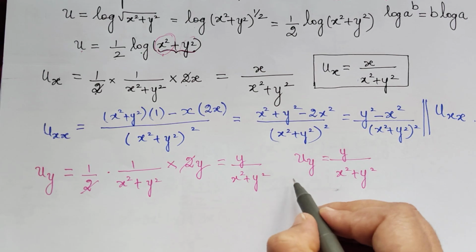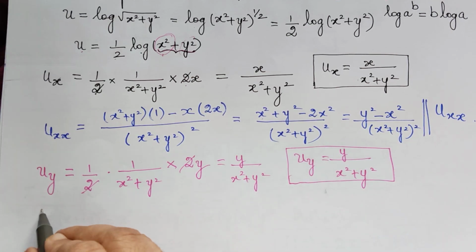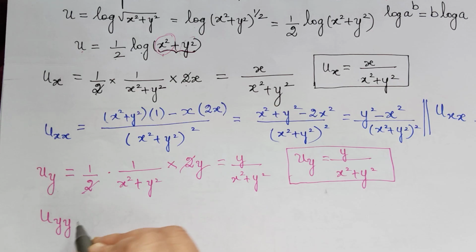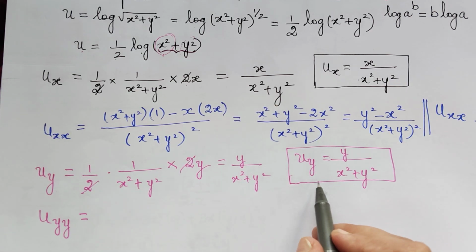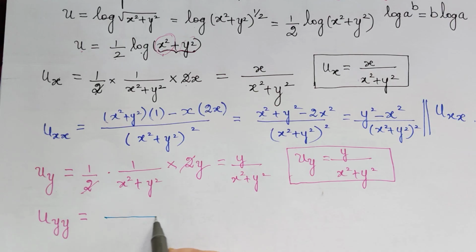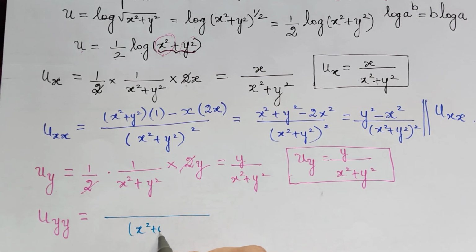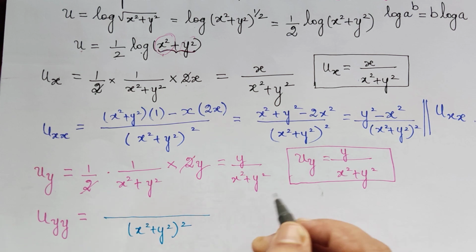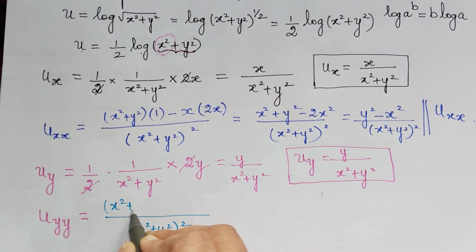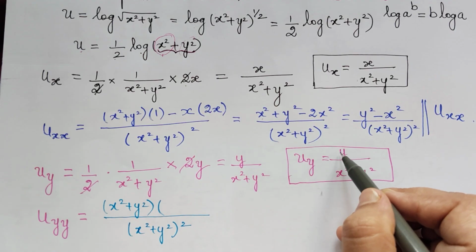In a similar way, we have to further differentiate this uy to find uyy. That will be equal to, we have to use the u by v method. So that will be equal to, when we use u by v method over here, we get x square plus y square the whole square, and x square plus y square multiplied with the differentiation of the numerator.